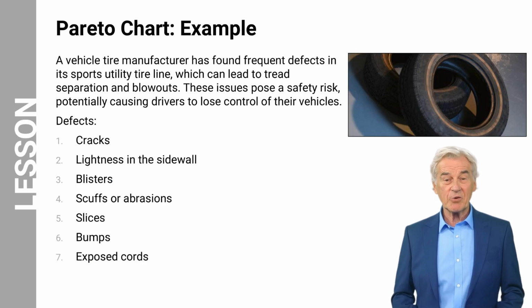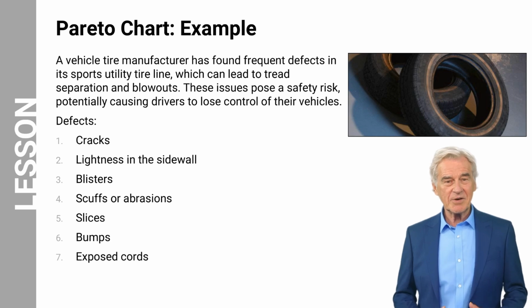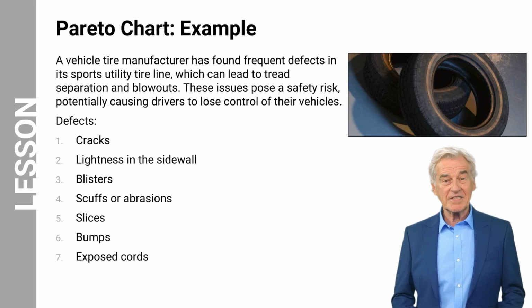The example here will walk you through the construction of a Pareto chart. A tire manufacturer has determined that too many errors are occurring at one of its facilities. These errors are especially prevalent in its sports utility tire line. Specifically, 7 types of defects have been observed: cracks, lightness in the sidewall, blister, scuffs or abrasions, slices, bumps, and exposed cords. These defects are significant because they can lead to tread separation and tire blowout, both of which can cause the driver to lose control of the vehicle.